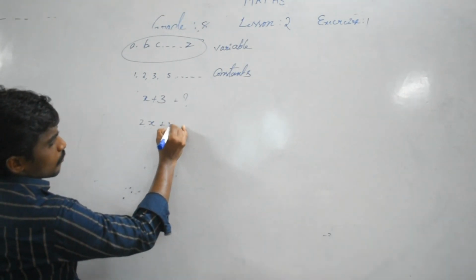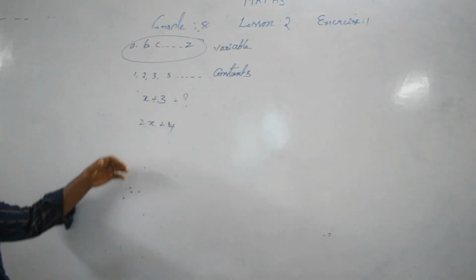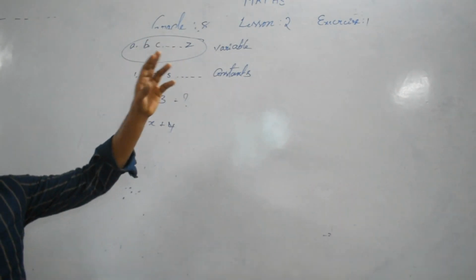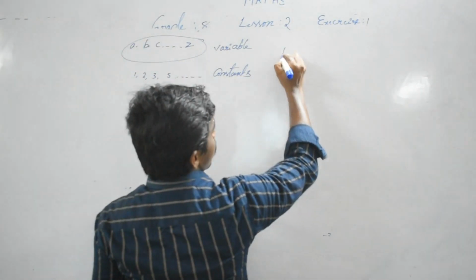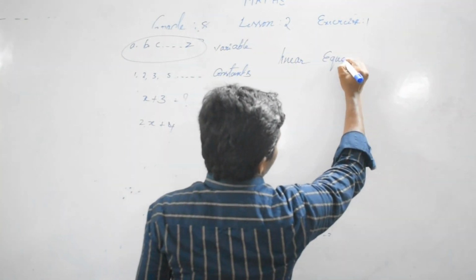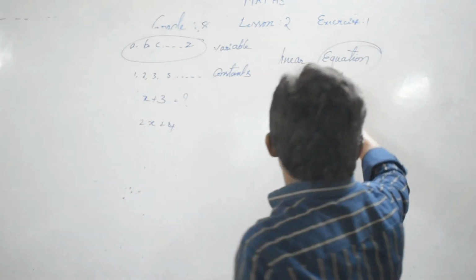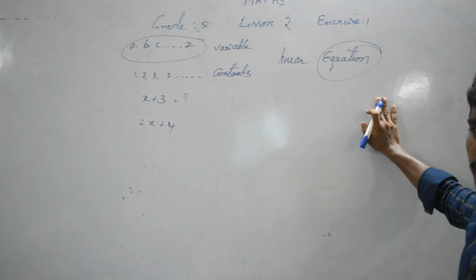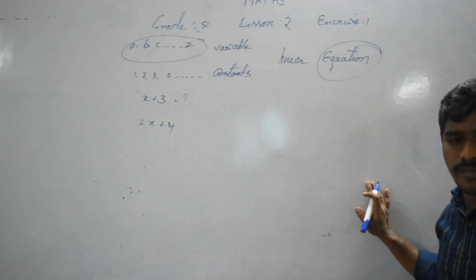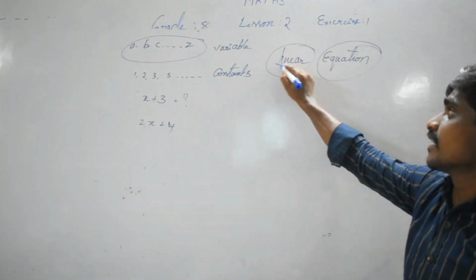Next one, 2x plus 4. This is one equation. So what is a linear equation? Here we know equations: variables and constants connected with any mathematical operation is called an equation. Now, what is a linear equation?